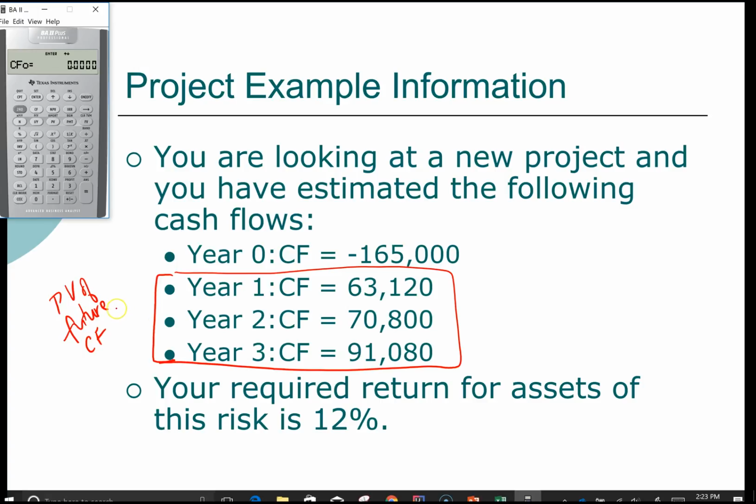When we are computing the present value of future cash flow, we start with year one. So we will not put any information into year zero. In year one, we have $63,120. And remember, we have to press enter. We only received that cash flow once, so we'll move on to cash flow in year two, which is $70,800. Again, we need to press enter. And then in year three is $91,080.